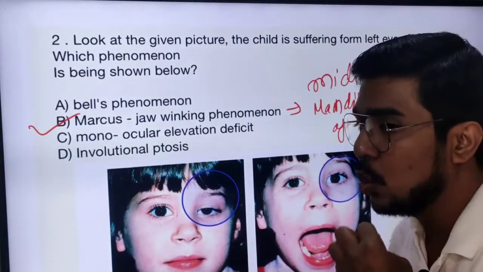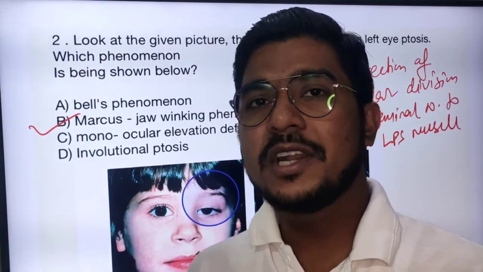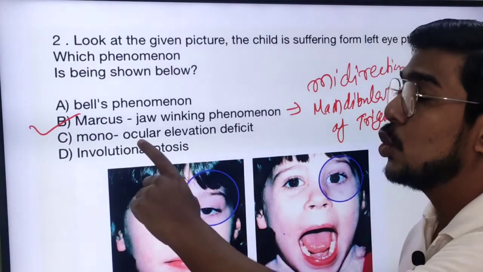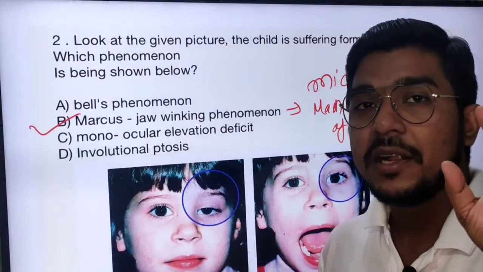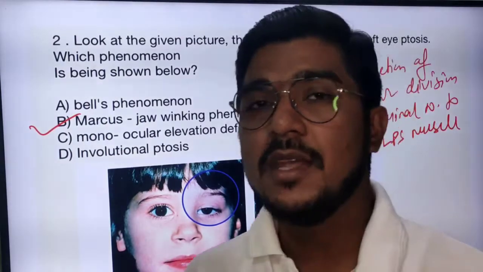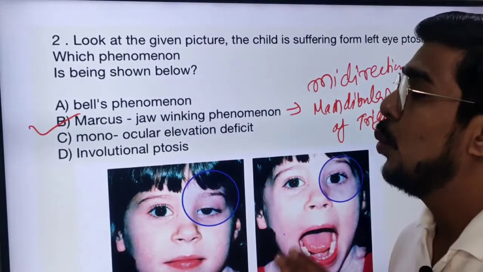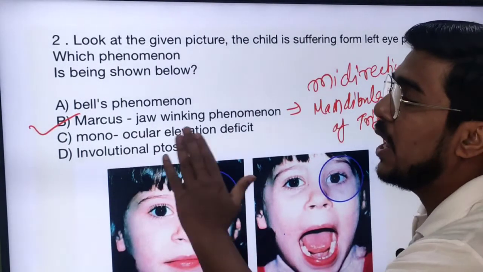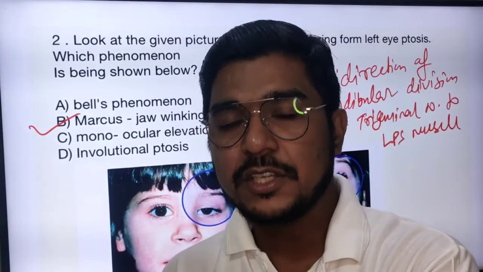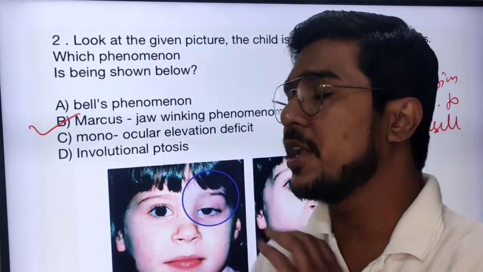Okay, so what you do in this condition, MED, that is monocular elevation deficit, before treating the ptosis, you just treat the deficit, the monocular elevation deficit, and after treating the deficit, most of the time the ptosis resolves on its own. So if they ask you which condition is to be treated first, monocular elevation deficit or ptosis, you have to say that monocular elevation deficit should be treated first, because in most of the cases the ptosis resolves on its own after treating this.